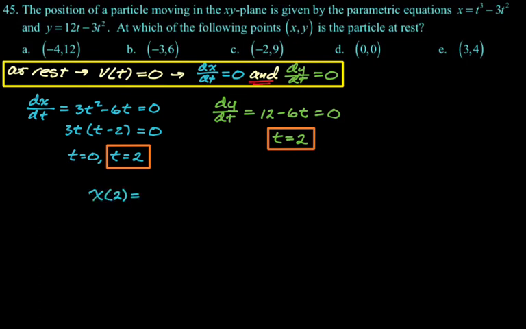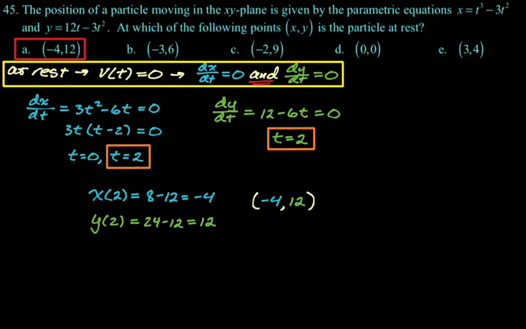So x of 2 is going to be 2 cubed minus 3 times 2 squared. So 8 minus 12 is negative 4. And then for y, take 2 and plug it in. So you get 12 times 2 minus 3 times 2 squared. 24 minus 12 is 12. So our ordered pair is negative 4, 12. And so we got that. All right, let's look at the next one.